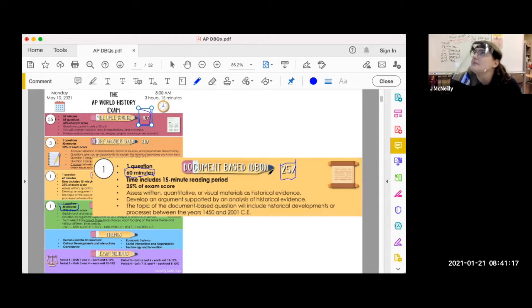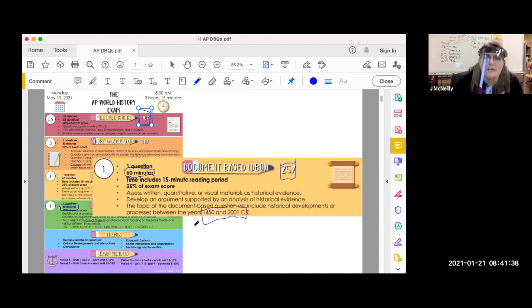Is the DBQ prompt from just a random theme or do they come from a specific period? That's a good question. So if you look here, it says the topic of the DBQ will be between years 1450 and 2001. Now, I hope they don't give you a DBQ on like the Green Revolution in the 90s, because we really don't get to period 4.